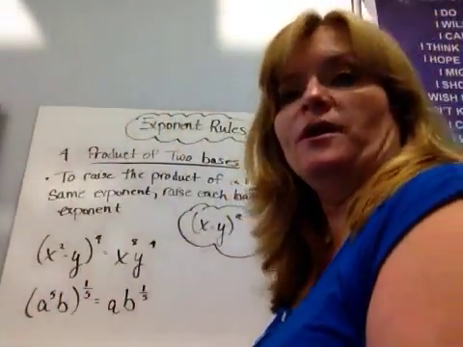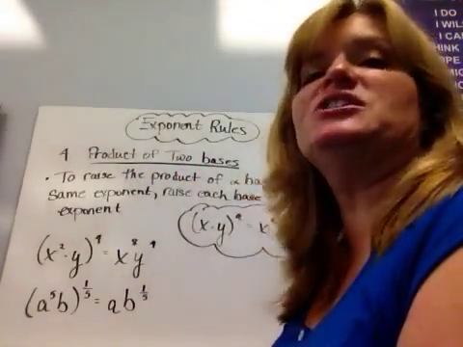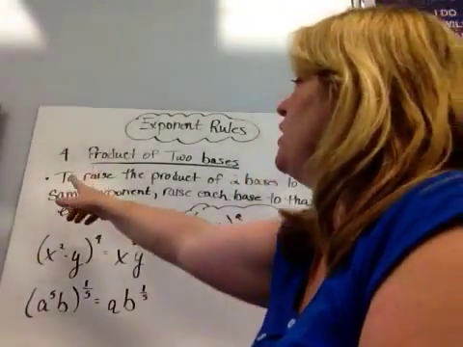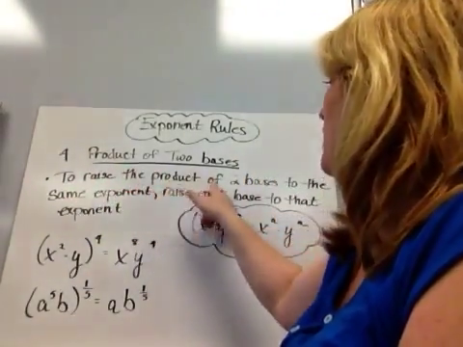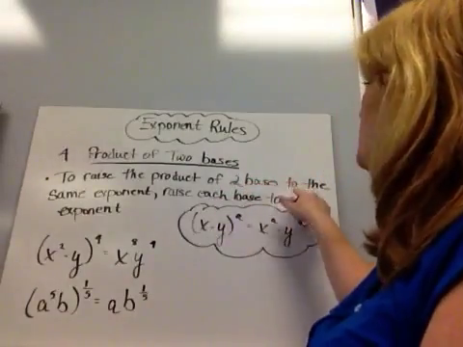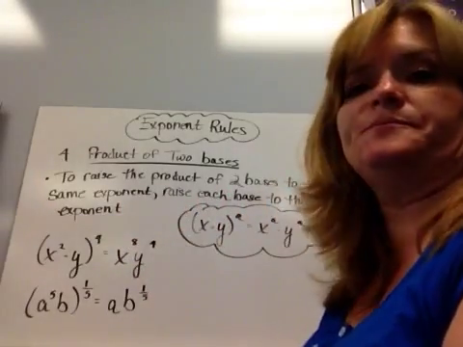Exponent rules number 4. The product of two bases. Now these bases are different. We've been using like bases for all the other rules. So to raise the product of two bases to the same exponent, raise each base to that exponent.